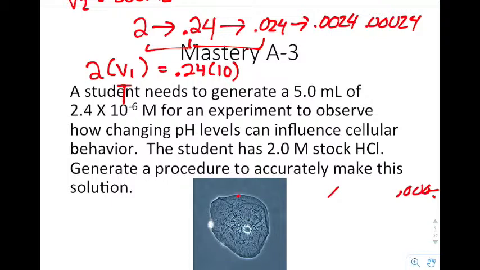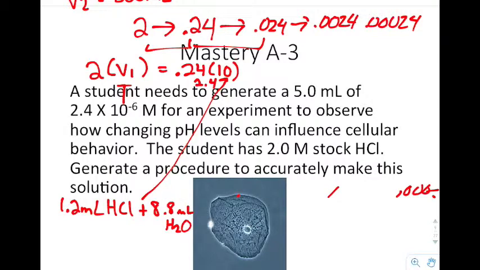So once you do this, you would be able to calculate the volume that you would need there. Whenever you calculate the volume, it's 0.24 times 10, which is 2.4, divided by 2, which means you would need 1.2 mils of HCl, and then you would need a total volume of 10. Okay, so if you were to do this, you would add 1.2 mils of HCl, and you would add 8.8 mils of water. When you do that, you are now at 0.24.